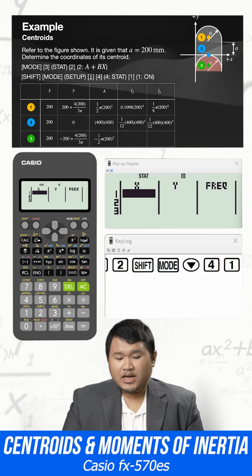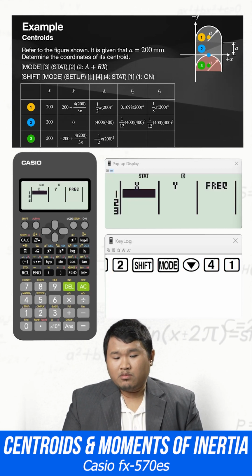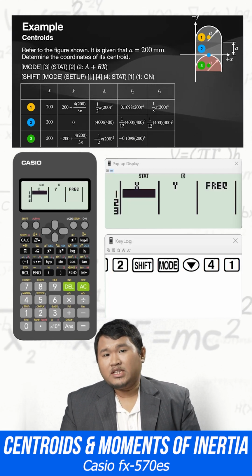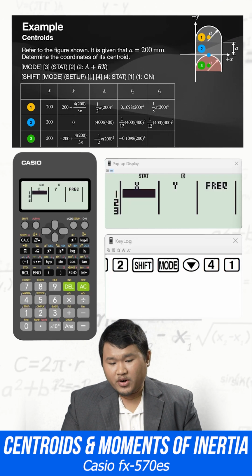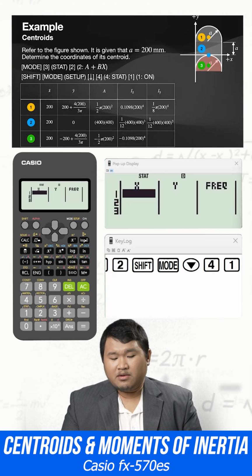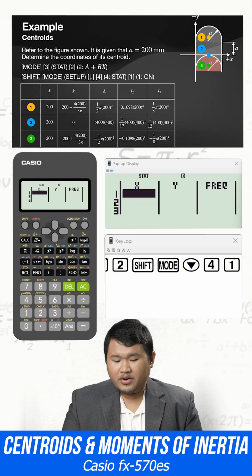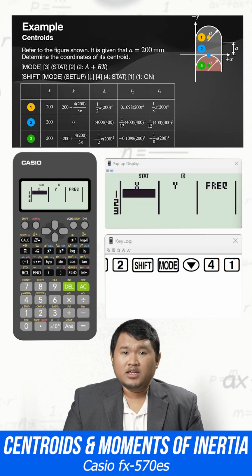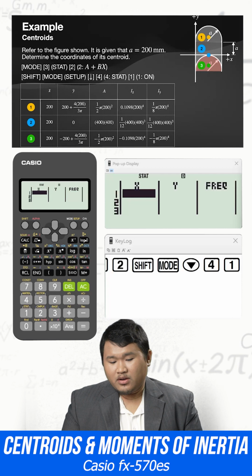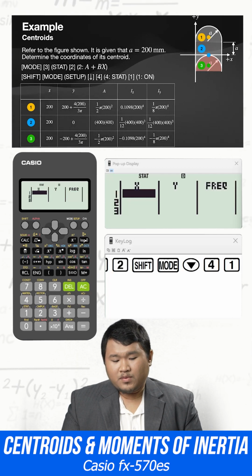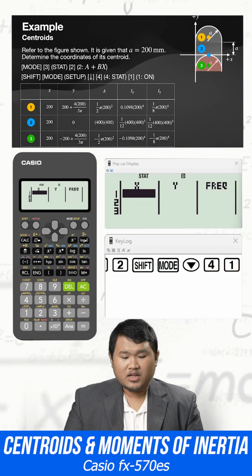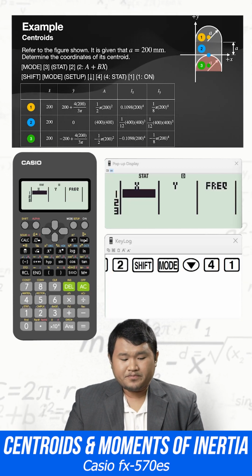Next, for the x centroidal moment of inertia, again, we will have the formula 0.1098 times radius to the 4. But again, since it's deductive, we will use a negative sign. The same with IY bar. That's 1/8 pi times radius to the 4. And again, it's deductive, so we will subtract it from the total moment of inertia.